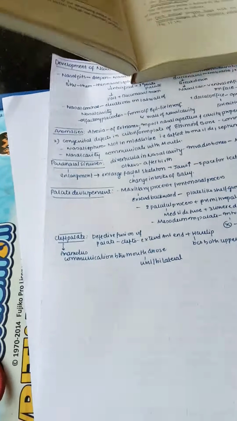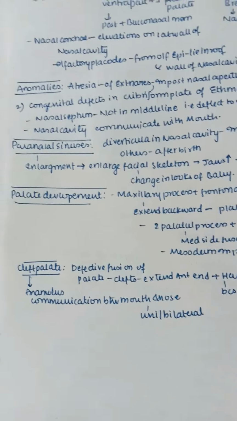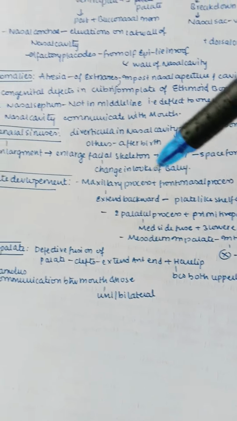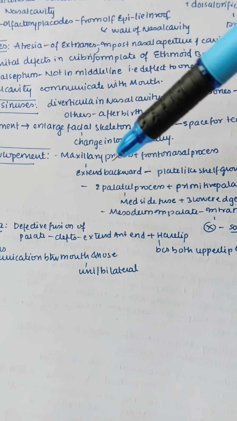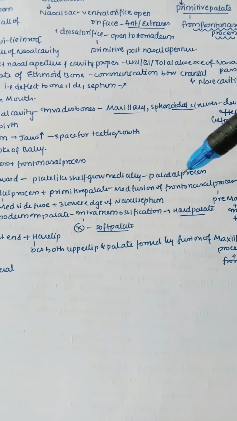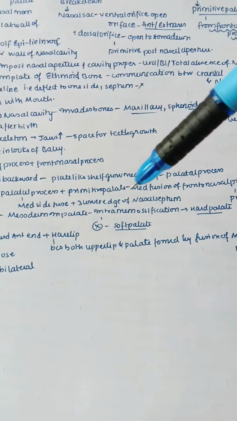So now let us see the theory part, and we are going to end this development of face, nose and palate. So now let us start with development of palate. So you can see the maxillary process along with the frontonasal process fusion form the palate. The maxillary process extends backward and forms a palate-like shelf growing medially. That is the palatal process. So two palatal processes along with the primitive palate form a definitive palate.